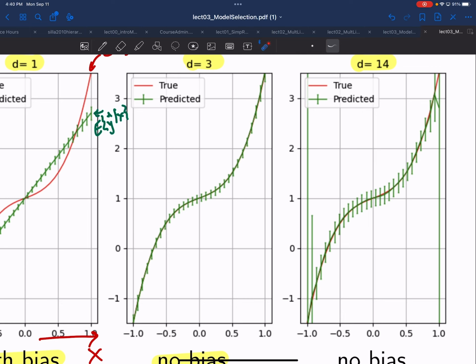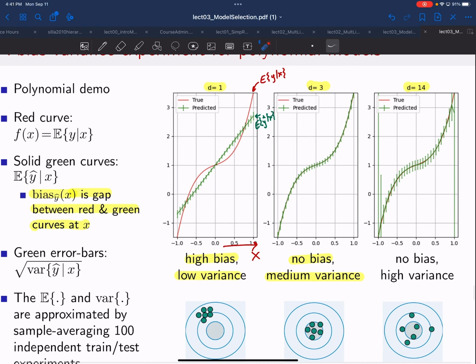But the big thing that you can see is different is it has huge variance, especially when you get out to the edges. So this model, as we saw earlier, is not a good model. But the problems with the model are not what happens on average. On average, it's fine. It's that every realization of this model is going to be far from its average. And that is where the error is coming from. No bias, high variance. Okay, so green error bars are basically the square root of the conditional variance, or the conditional standard deviation.